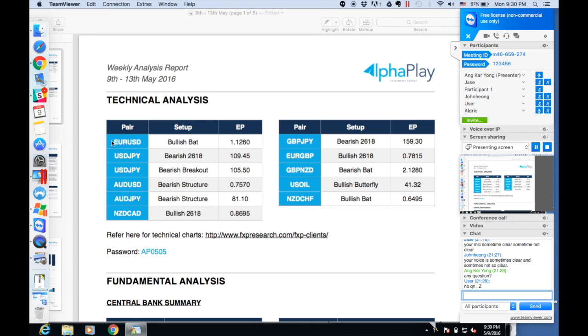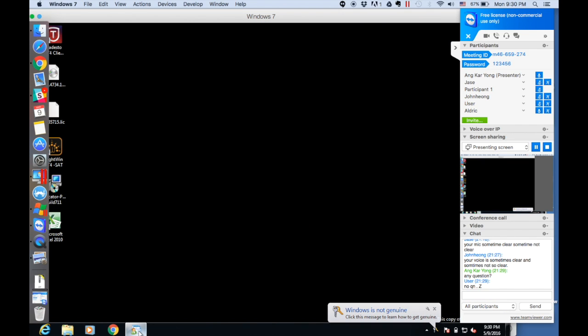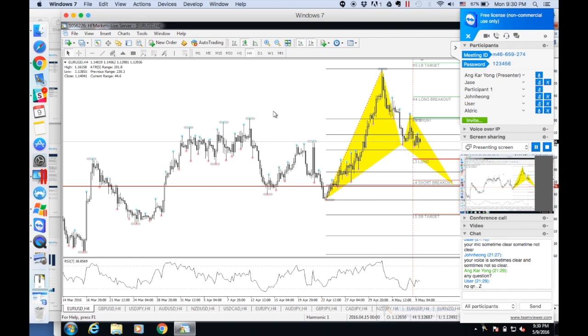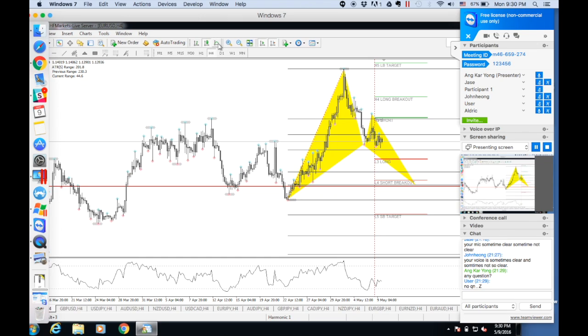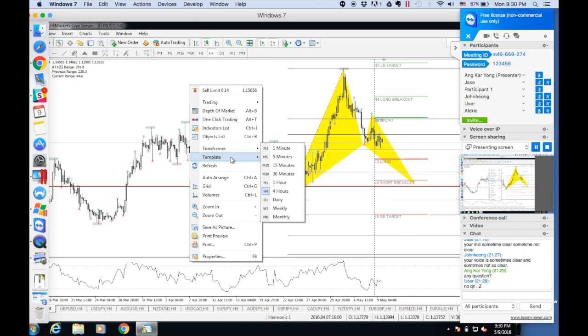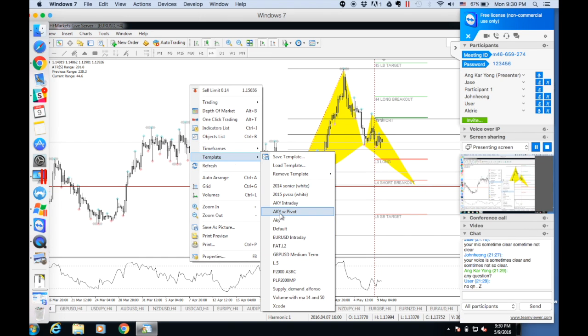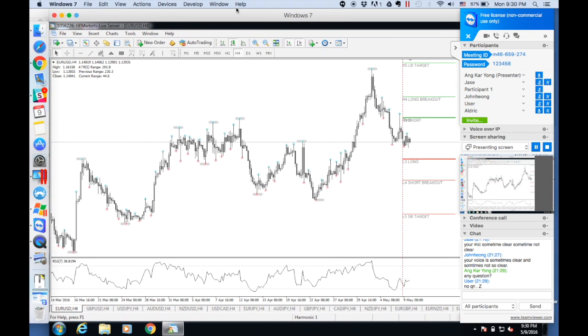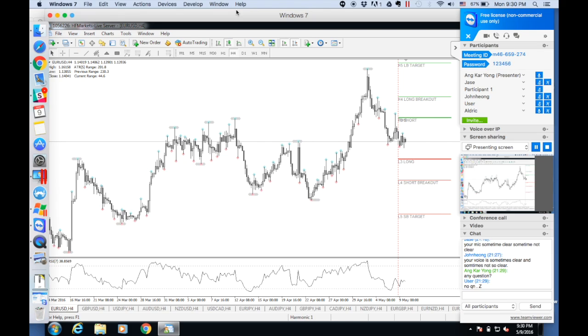Let's look at euro dollar, bullish bet. Let me go over to the chart. Once again, I'll walk you through the thought process so that you understand. The first thing is, if you look at the chart itself, without fundamental and without sentiment, you might not be sure whether you want to buy or sell this.